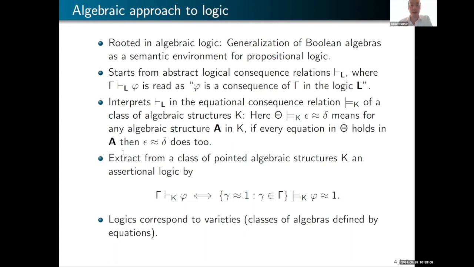This is what it means for epsilon equals delta to be an equational consequence of theta relative to the class K of algebras. And you can always extract from this, if you start with some class of pointed algebraic structures, say K, a logical system, the so-called assertional logic of the class, simply by defining consequence in exactly the way you might expect. I define this abstract consequence relation turnstile K just by transforming the formulas of the logical system into equations and thinking about algebras that satisfy the corresponding equations.